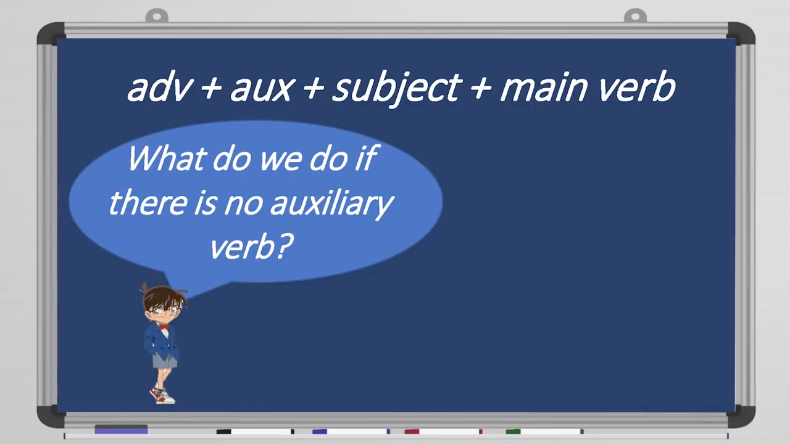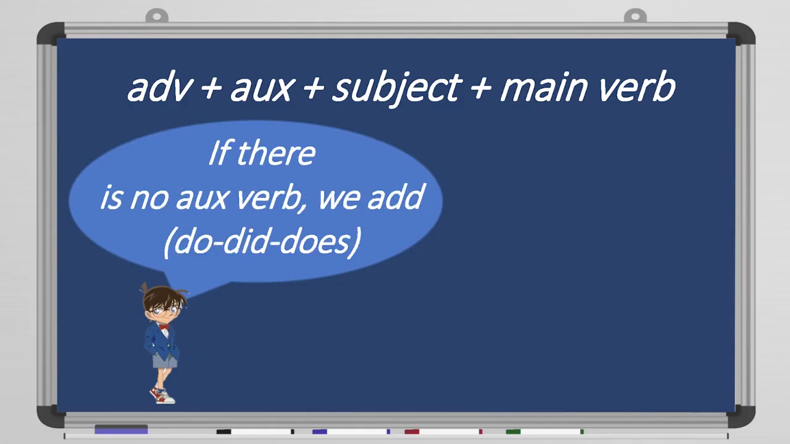Now, what do you do when there is no auxiliary verb? This is a very important question. If there's no auxiliary verb in the sentence, the equation still needs an auxiliary verb. So let me tell you what you do. You simply add one. You add either do, did, or does. And how do you choose it? You choose it based on the verb in the sentence.